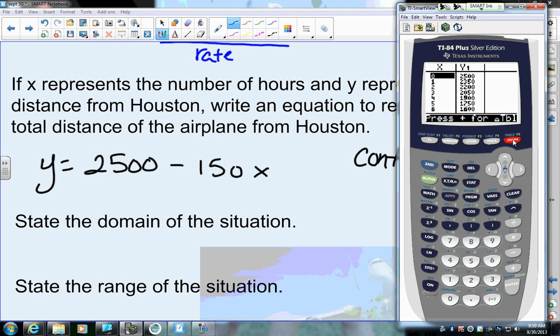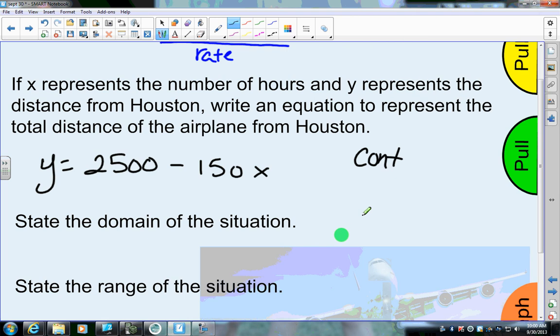We are starting out 2,500 miles away. When do we get to Houston? Where do I look? How do I know when we get to Houston? Like, I'm just going to scroll down in the calculator, but what am I looking for? Somebody said 16 hours. 16 hours, they're still 100 miles away. It's going to be in between 16 and 17 because all of a sudden you go from 100 miles away to negative 50.